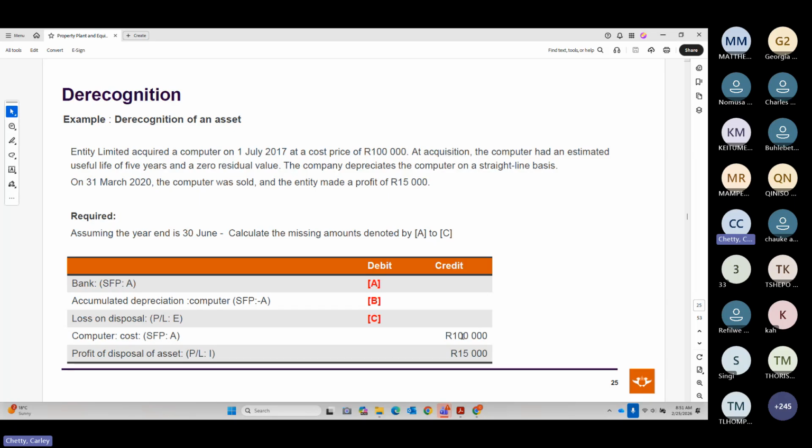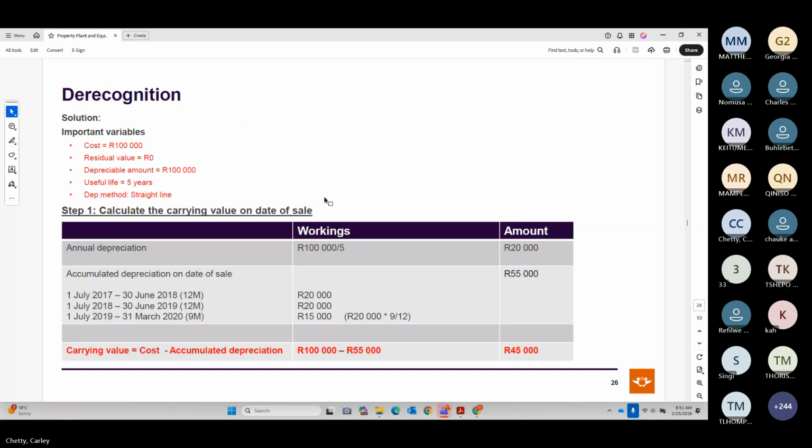We are derecognizing the cost, and we have a profit on disposal of the asset of 15,000 Rand. So we want to know if we can use these figures we have been given, the cost and the profit, to work out what the other amounts are. What is the bank and what is the accumulated depreciation? So here, let's see what we can work out.